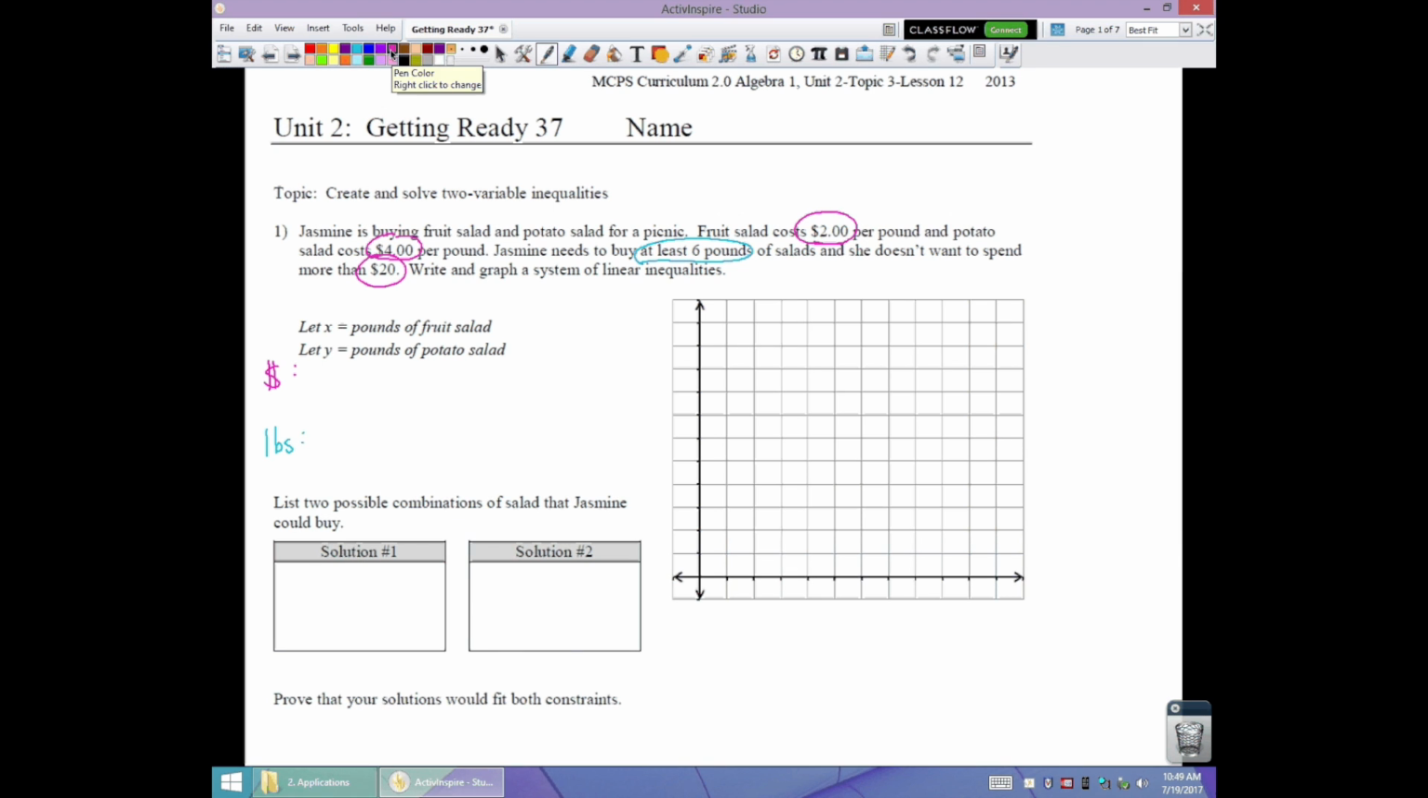The let statement's already done for us to take that confusion out. X is going to represent the pounds of fruit salad, so I'm going to label that on my x-axis. And Y is representing pounds of potato salad. Okay, I'll put a little title on my graph here.